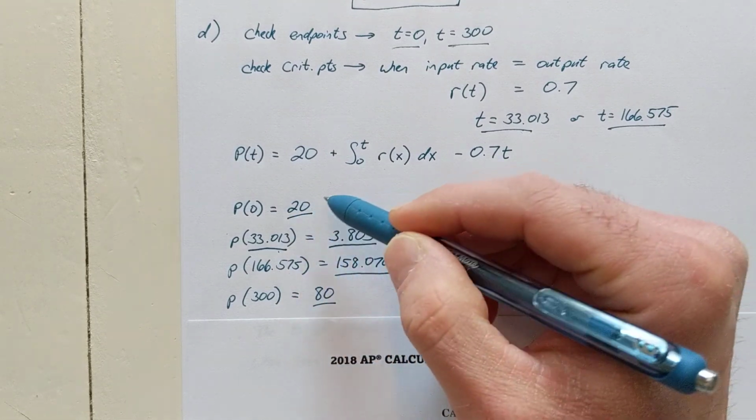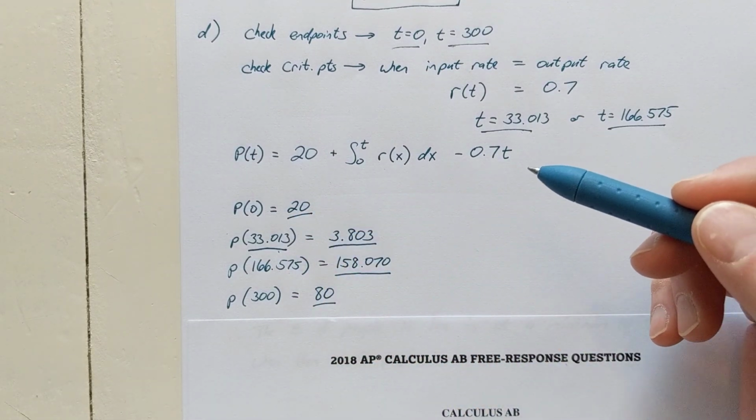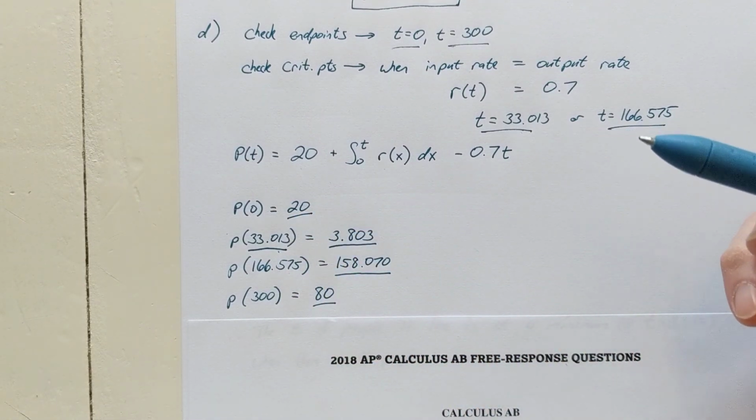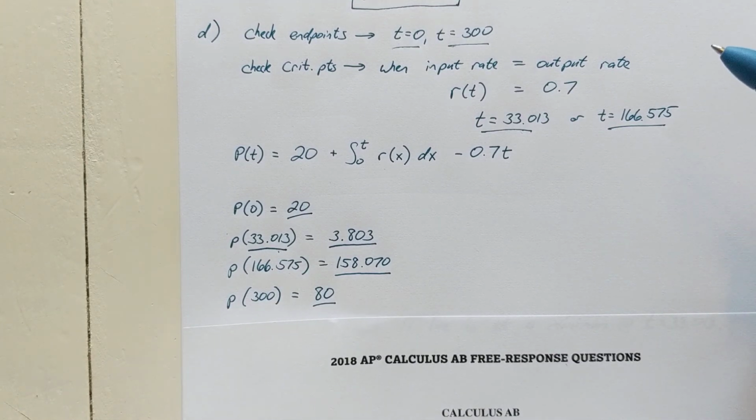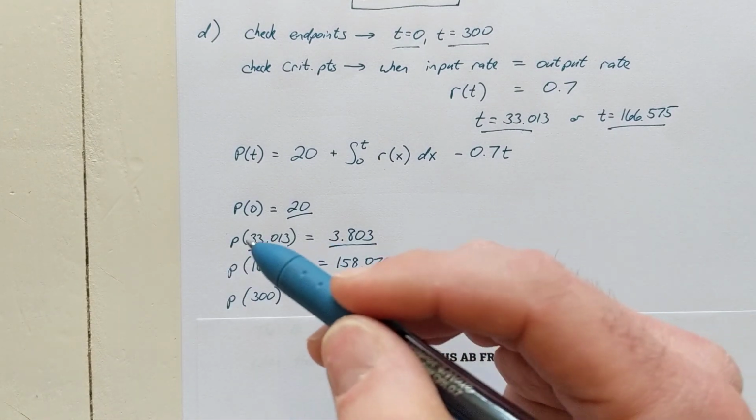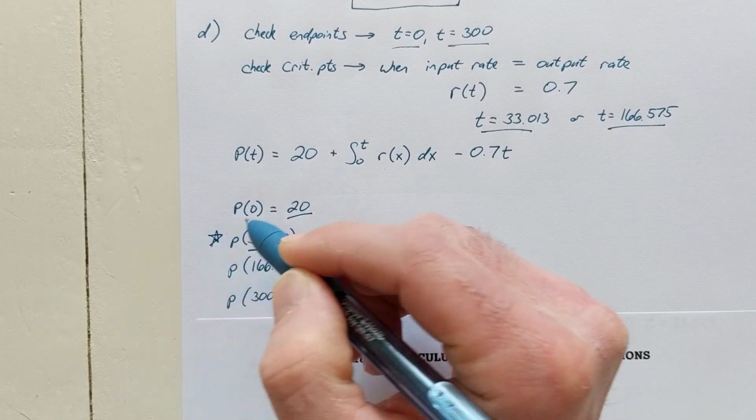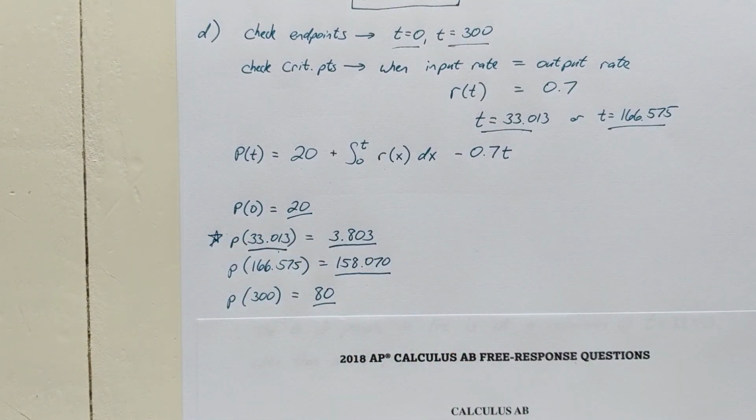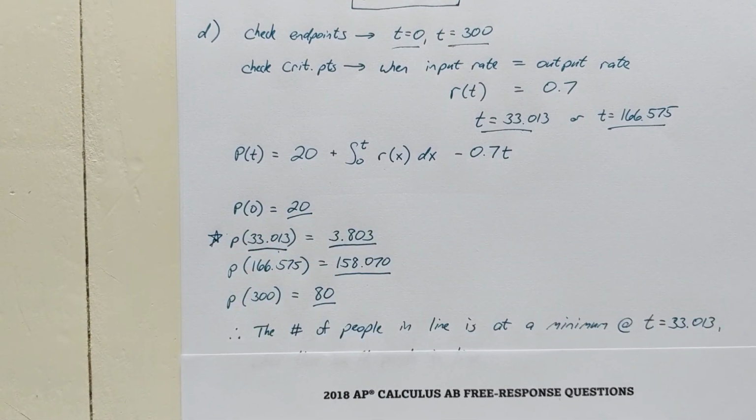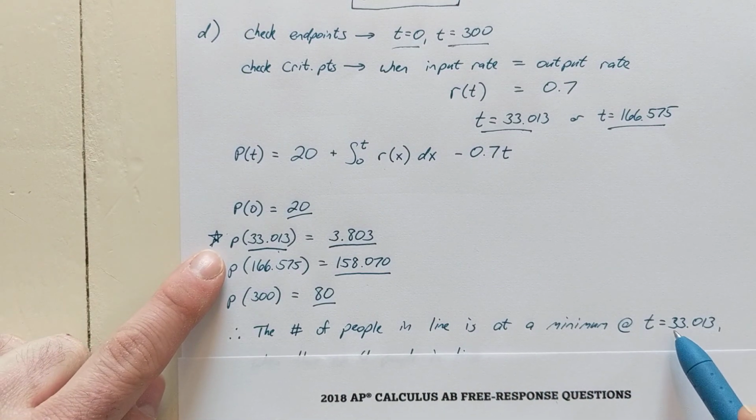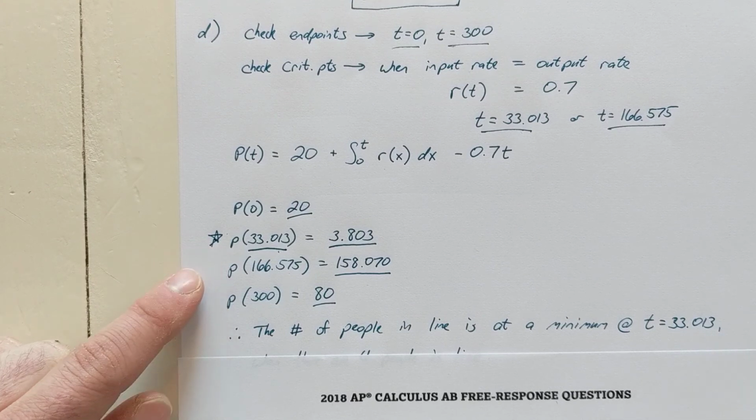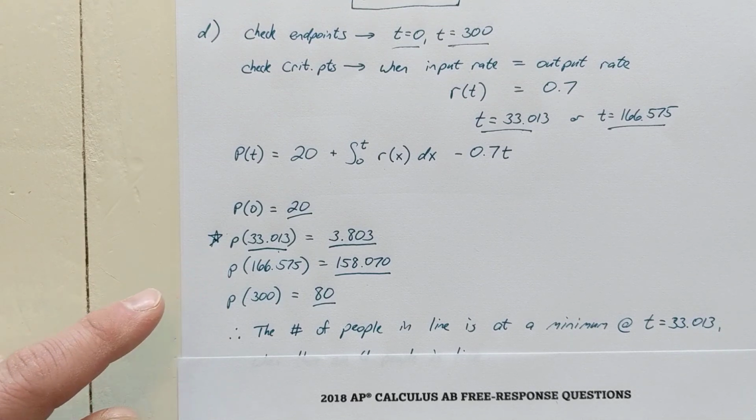So with these 4 values, these are the only 4 spots where there could potentially be a minimum or a maximum. So I went back and read the question again. They wanted to know at what time of t was the number of people in line a minimum. So the minimum, it looks like, occurs right over here at this second of our 4 potential candidates. So in answering the question right here, the number of people in line was at a minimum at a time value of 33.013 seconds. But they also asked us to the nearest whole number, find the number of people who were in line at that time.